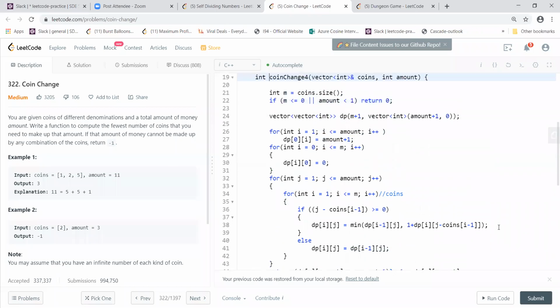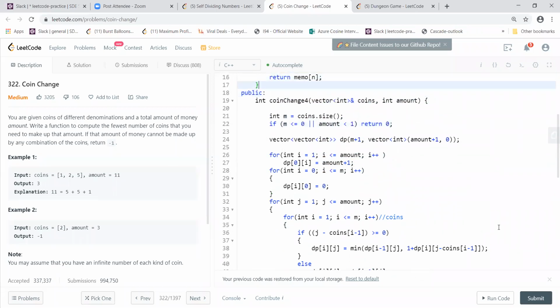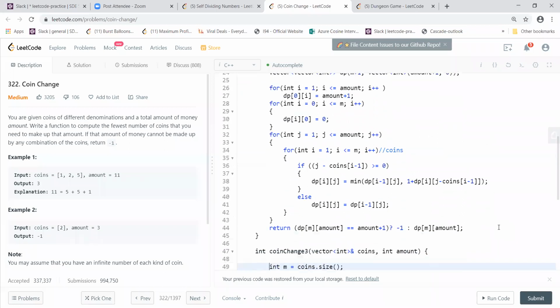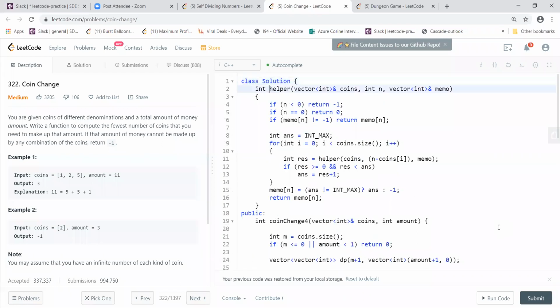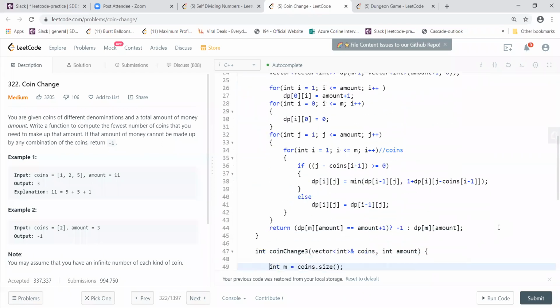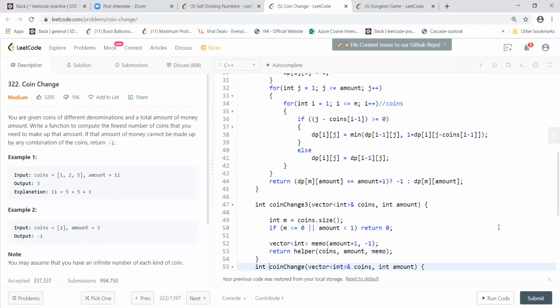One more thing I would like to share with you guys. Most of you are probably aware of how we determine the size of the DP array, whether it's 1D, 2D, or 3D. It all depends on, just think about it, what are your variables? Here in this case, there is only one variable, the amount. Because we have an infinite supply of coins, so that is not a variable.